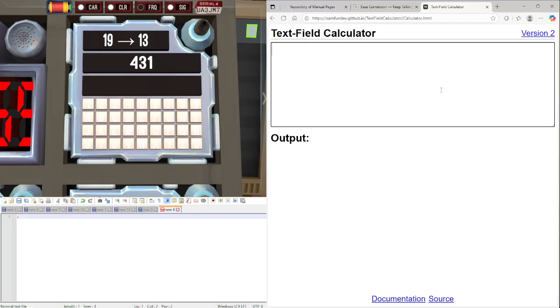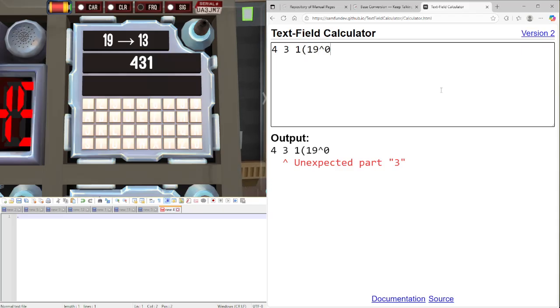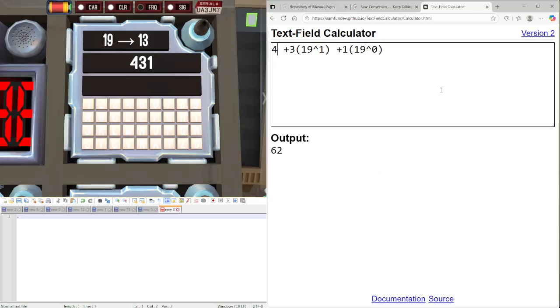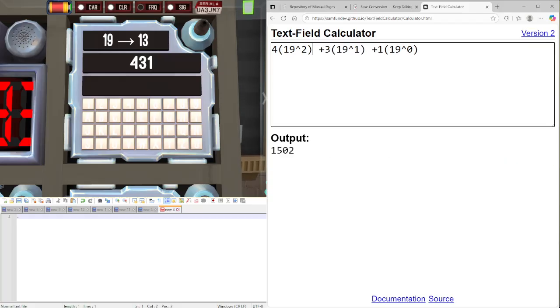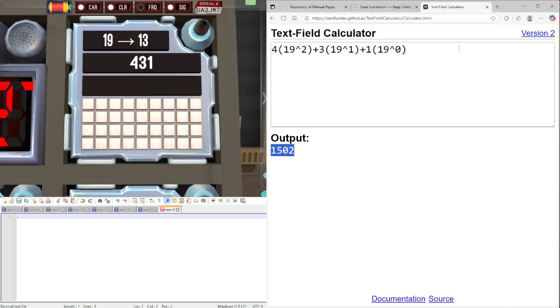So in this case, we have 4, 3, and 1. This one is 19 to the 0th power. This one will be 19 to the first power. And this one will be 19 to the second power. So in this case, 431 is 1502, and now we're going to convert that into base 13.